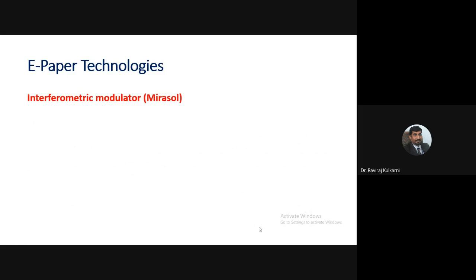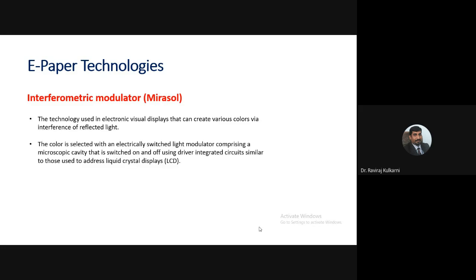There's one more technology, the interferometric modulator, Mirasol they call it. It is a technology used in electronic visual displays that can create various colors by interference of reflected light. Interference, you studied in PUC, right? Interference, diffraction, and polarization you have studied. The color is selected with an electrically switched light modulator comprising a microscopic cavity that is switched on and off using driver integrated circuits, similar to those used to address liquid crystal displays, LCDs.